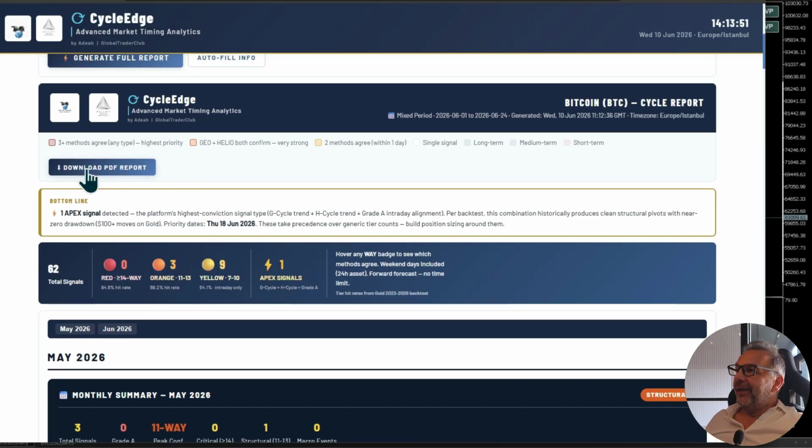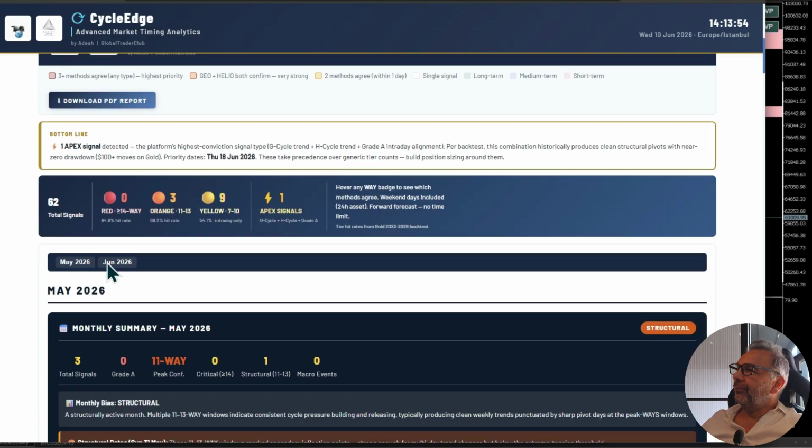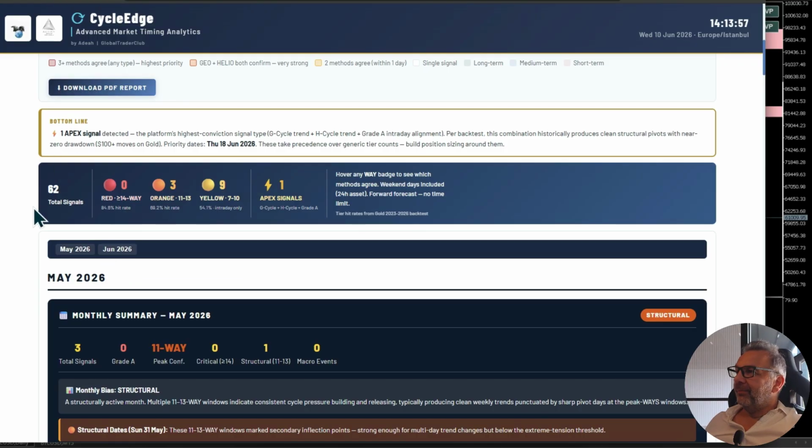Now, what do I have here? The bottom line: one apex signal detected. So that's going to be good for us. What does that mean? The platform's highest conviction signal of a G cycle, H cycle, grade A intraday alignment. Per backtest, this combination historically produces clean structural pivots with near zero drawdowns. Okay, $100+ moves on gold. Priority date is Thursday, the 18th of June. These take precedence over generic tier counts. Build position sizing around them.